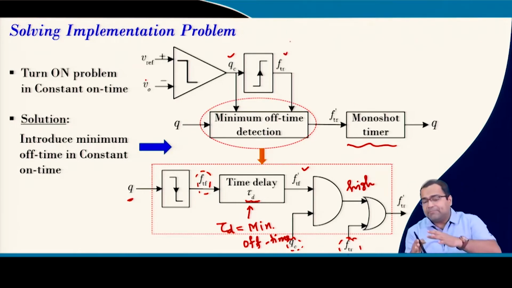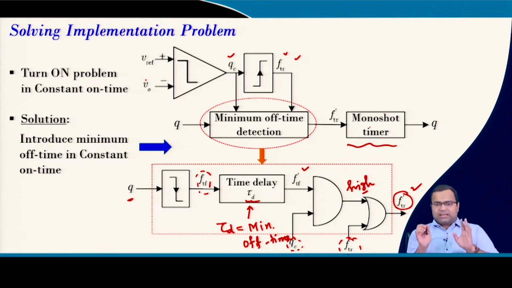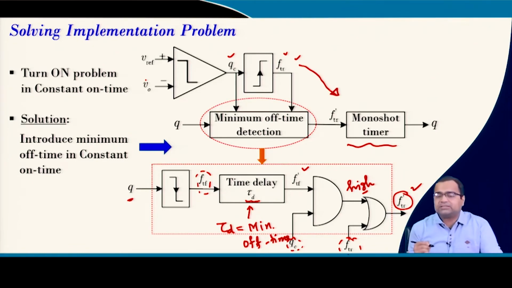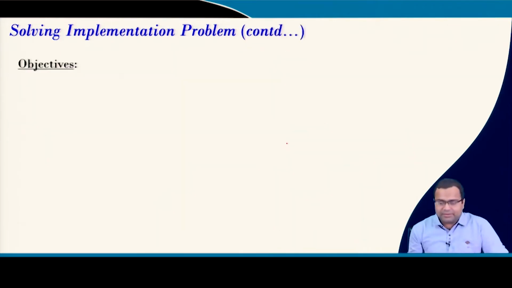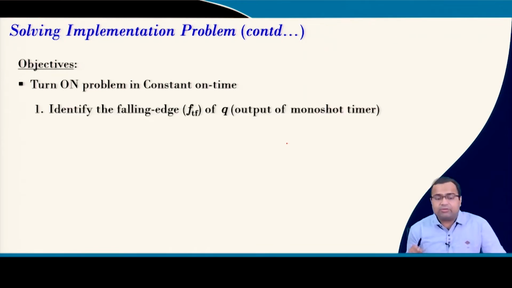So that if either of them is high, this will go high. If any edge is detected, either the rising edge or the delayed falling edge, this edge is now used for the monoshot timer. That means earlier this was our trigger pulse, but now it is modified by introducing a minimum off time. Okay?